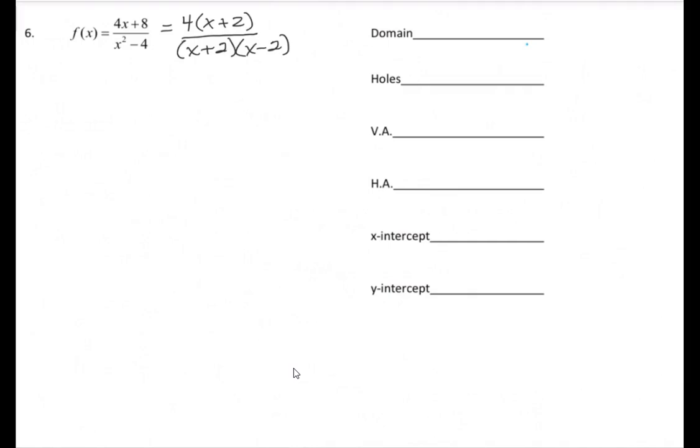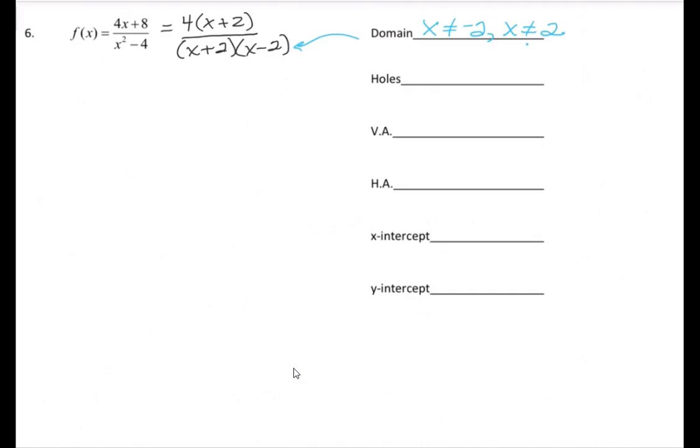So now when I go to the domain, I'm going to look for any restrictions based on the denominator of the function. So I'm looking here for the domain, and I notice that x cannot be -2, x cannot be 2, since those are the two values that would give me 0 for either one of those factors.